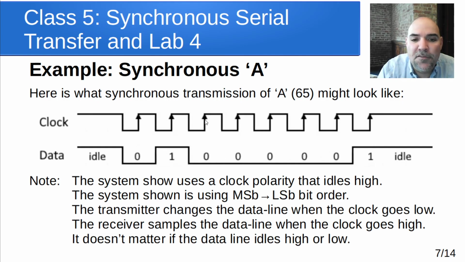The next time the receiver sees this rising edge, it reads a 0, reads a 0, reads a 0. So this is it sampling the line. Sample the line, get a 0. Sample the line, getting a 0. Sample the line at the end, get a 1, and then it goes back to idle.